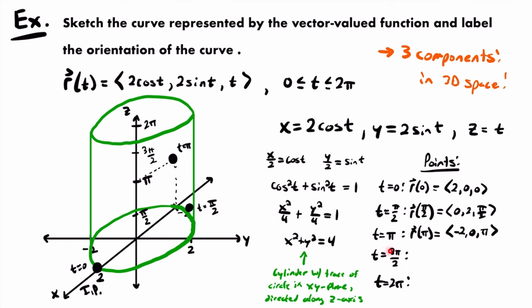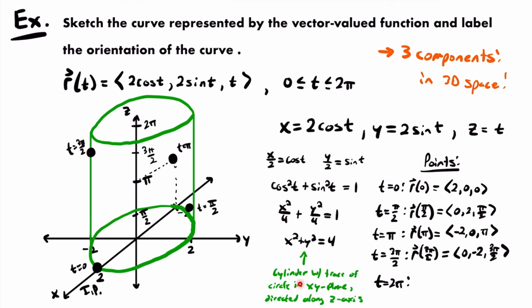And then let's move on to 3 pi divided by 2. Cosine of 3 pi divided by 2 is 0, so this will be 0. Sine of 3 pi divided by 2 is -1, so that will be -2. And then t will be 3 pi divided by 2. So r of 3 pi divided by 2 is equal to 0, -2, 3 pi divided by 2. And so let's plot that terminal point for that position vector. Our y-coordinate is -2, and our z-coordinate is 3 pi divided by 2, so that will take us up here. So I'll plot that point right there. That's where t equals 3 pi divided by 2.